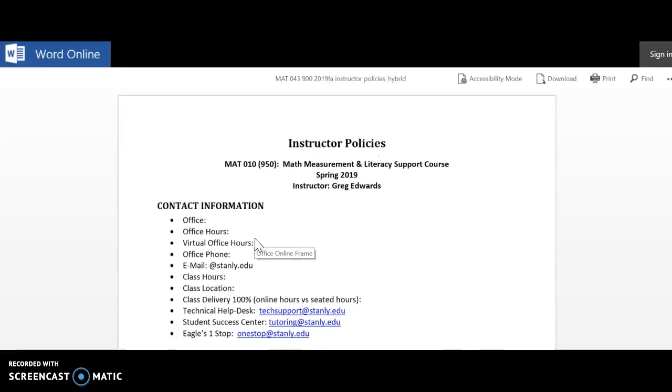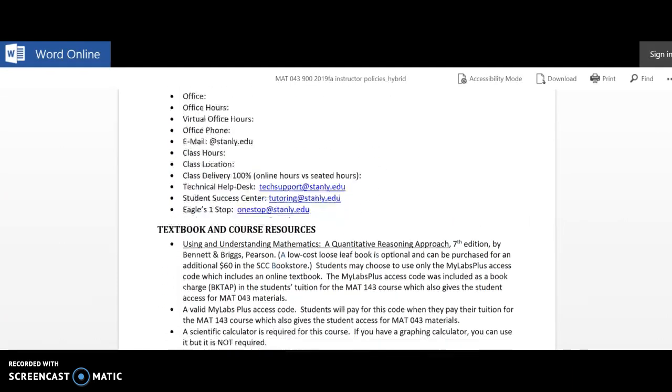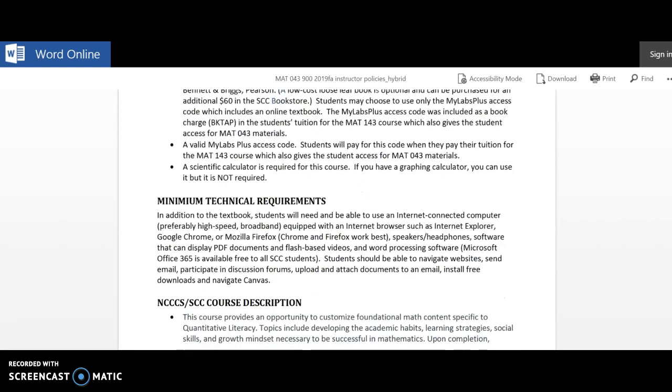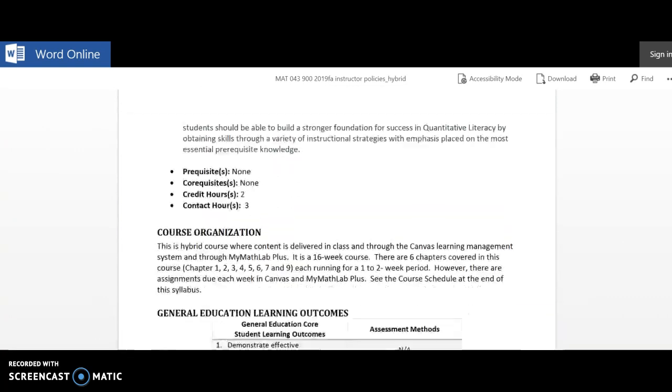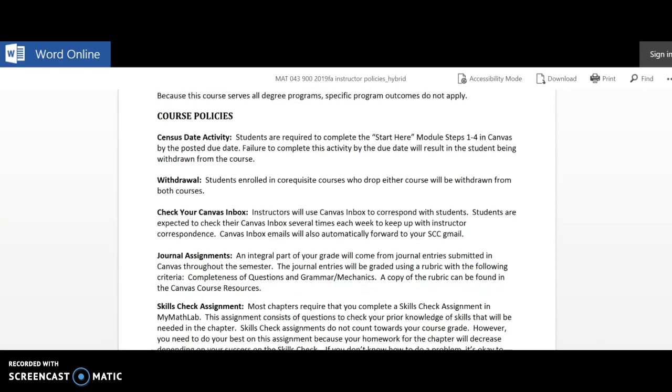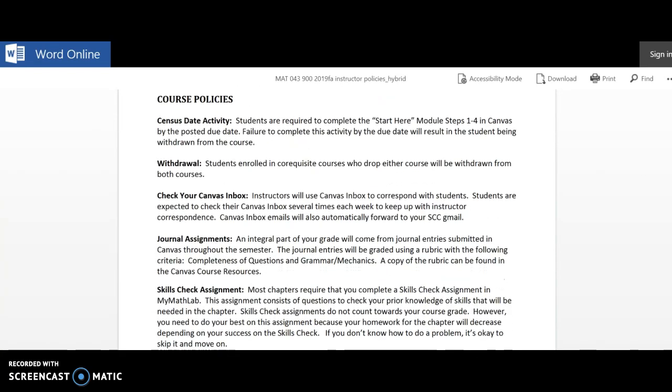The first document is your instructor's policies. Your contact information for your instructor will be at the top. And then there's some other information talking about the calculator that you will need for this course. Let's keep scrolling. Let's scroll down to the course policies.